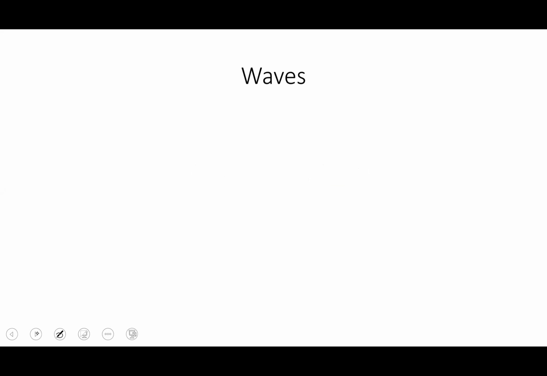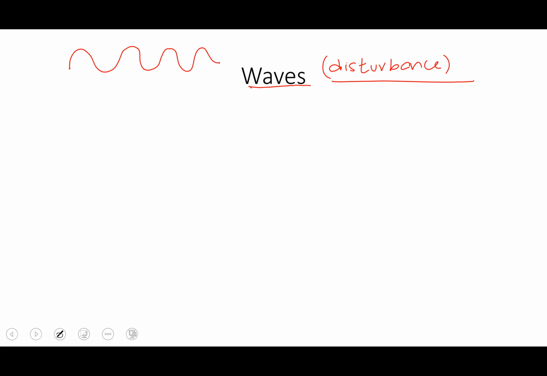Before moving on towards our topic, let us discuss waves, because sound is a wave. So what is a wave? Basically, it is the disturbance in a medium by which energy can be transferred from one place to another, like this. This is a wave. Now, how many types of waves are there? There are two types of waves.